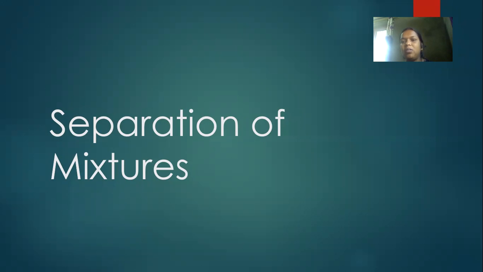We were reading about the mixture in our previous class. We studied that the combination of two or more than two substances in any ratio is known as the mixture. There are two types of mixture. They are homogeneous and heterogeneous mixture.